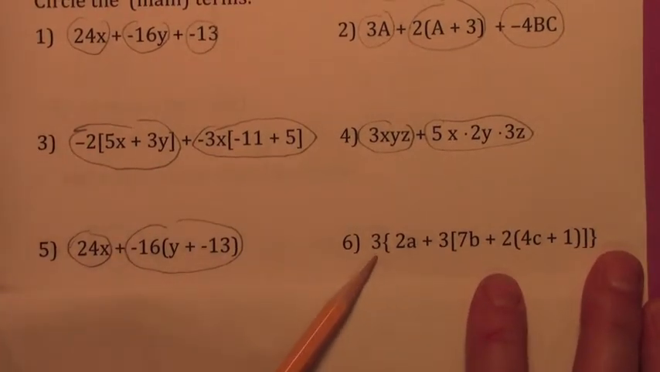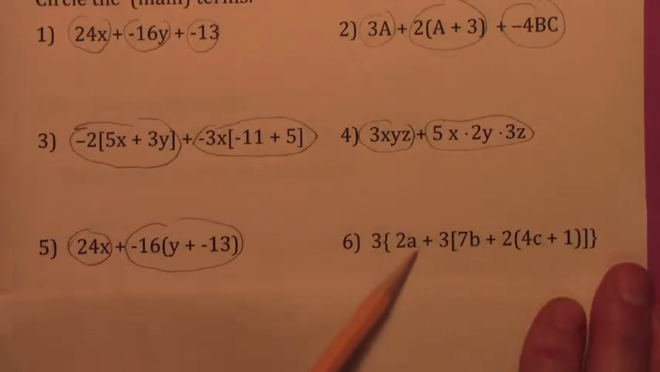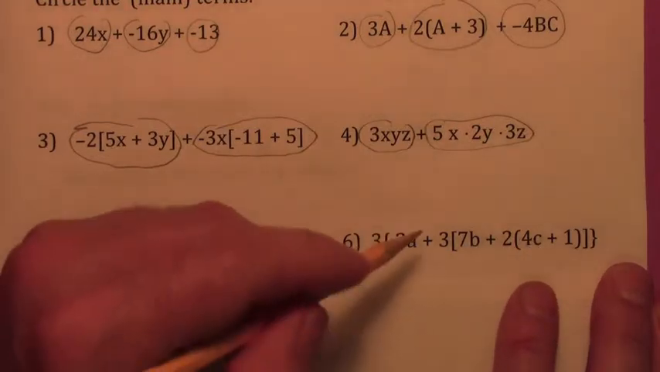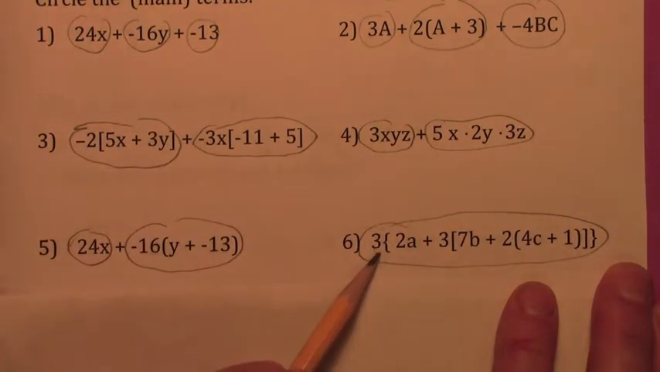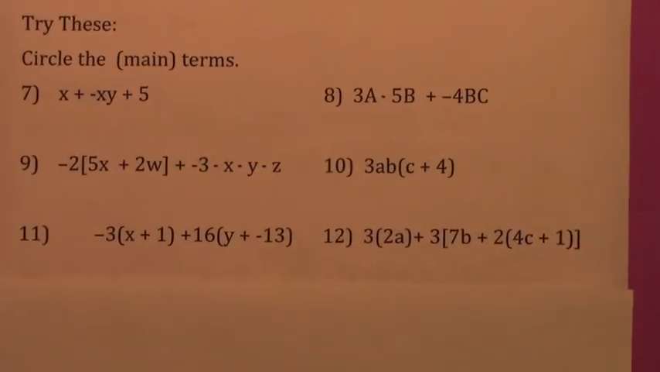This one's sneaky. This is 3 times this big quantity. You understand this is all a product here? This is 3 times some big blob. In fact, I would say it's 3 times this whole mess. So this whole thing is just one term. Within that multiplication, there might be some addition, but we don't get to simplify it. We just want to see the way it's written. All right, you got it? Why don't you try these? We'll go over these in just a minute.